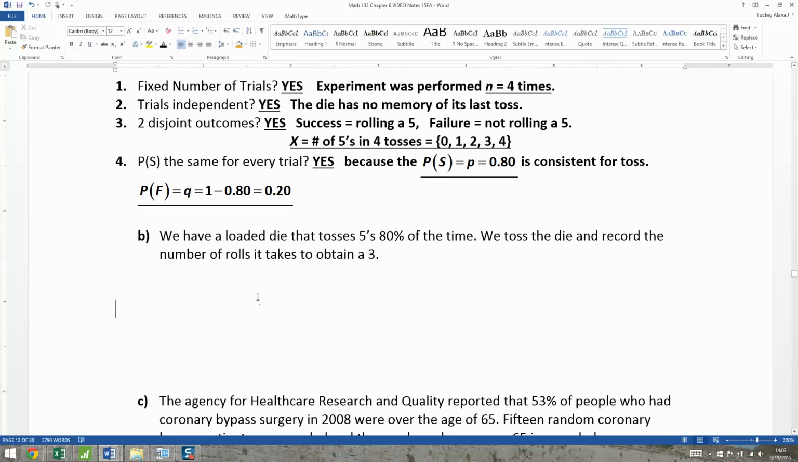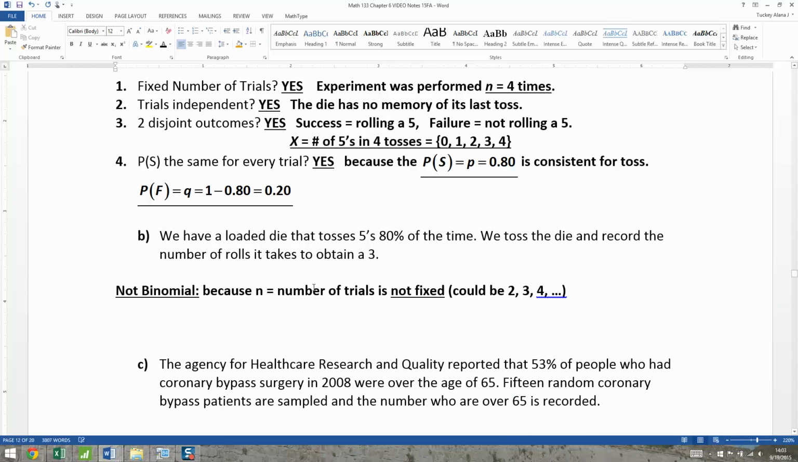All right, now what if you have a loaded die that tosses 5s 80% of the time, and you're going to toss that die and record the number of rolls it takes to obtain a 3? So you're going to keep rolling and rolling until you get a 3. Well, that is not binomial. You're losing number 1 right off the bat because you don't have a fixed number of trials. You don't know how many times you're going to have to roll this to get a 3. So little n, your sample size, is not fixed.